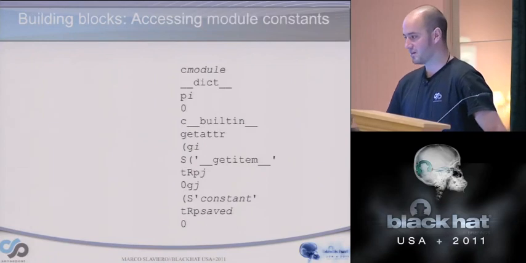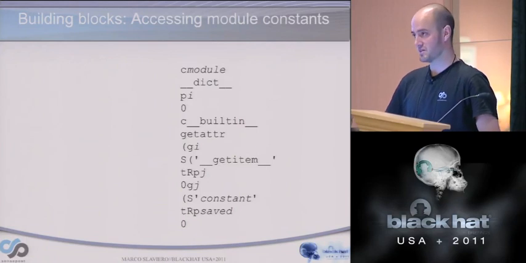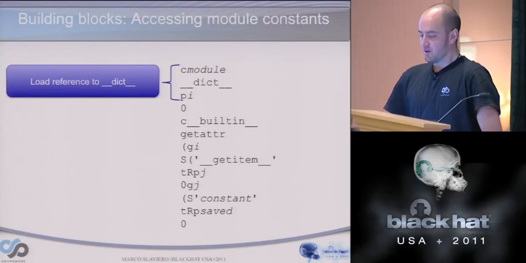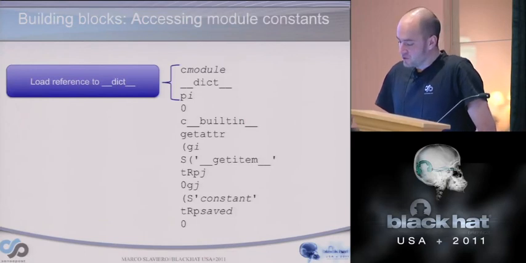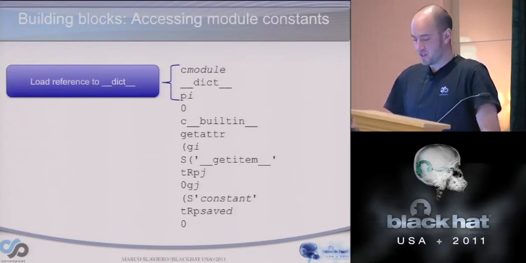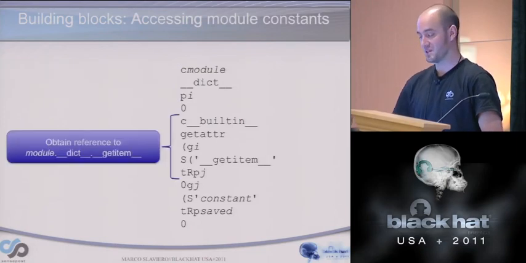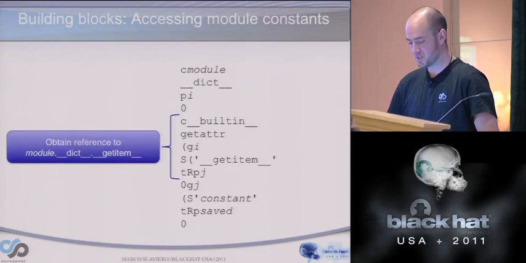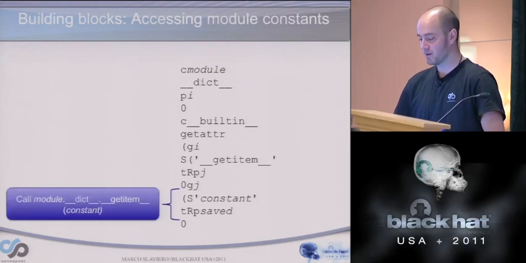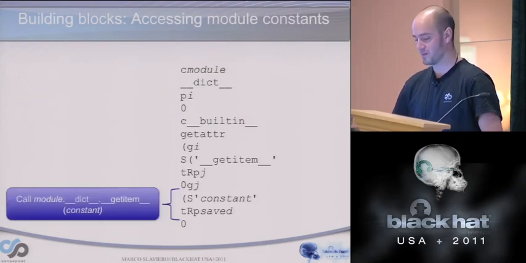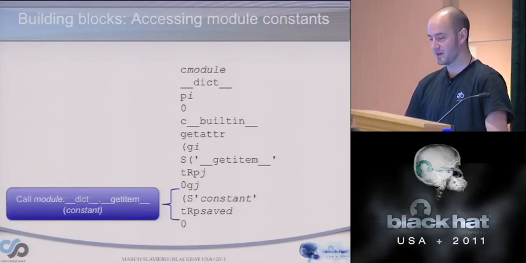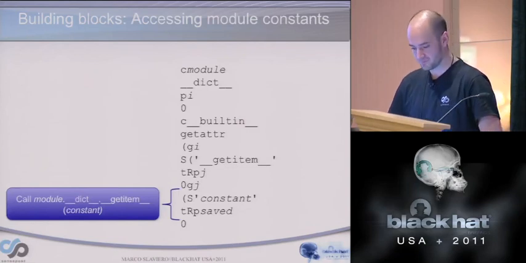Then the second template we'll look at is accessing module constants, and this just helps you develop consistent and reliable shellcode. Here we load a reference to the module's dict object, in other words, what its attributes are. Here we load a reference to its getitem method on that dict object, and finally we call that method with the constant name that we want, and we can now return module constants.